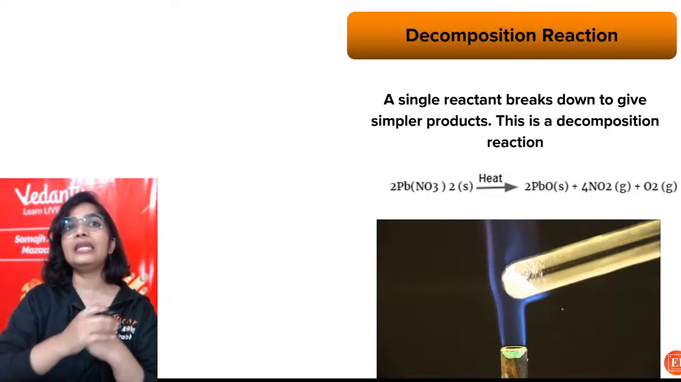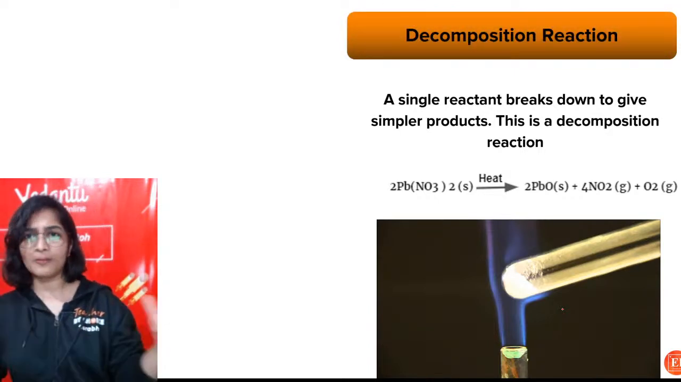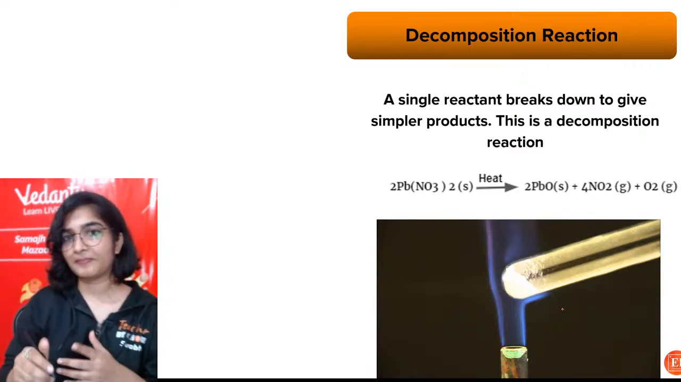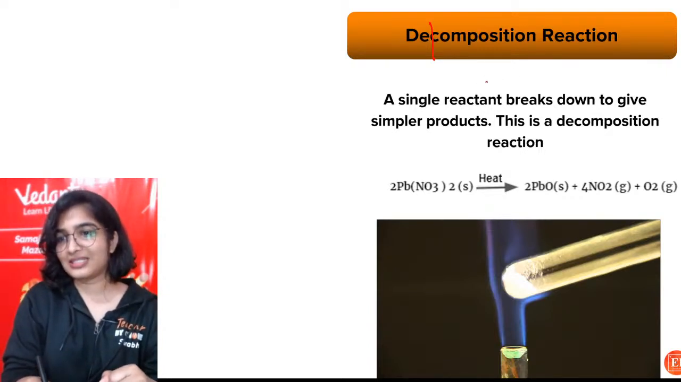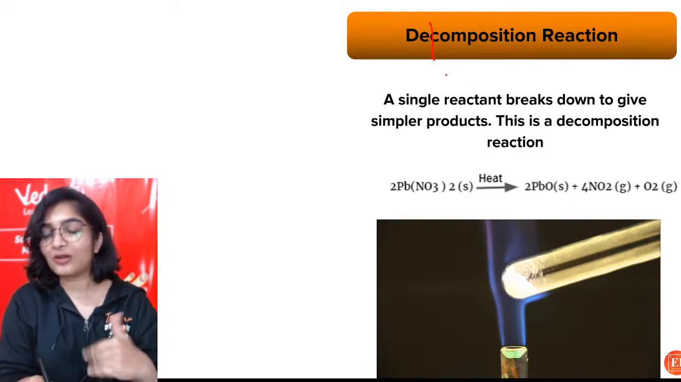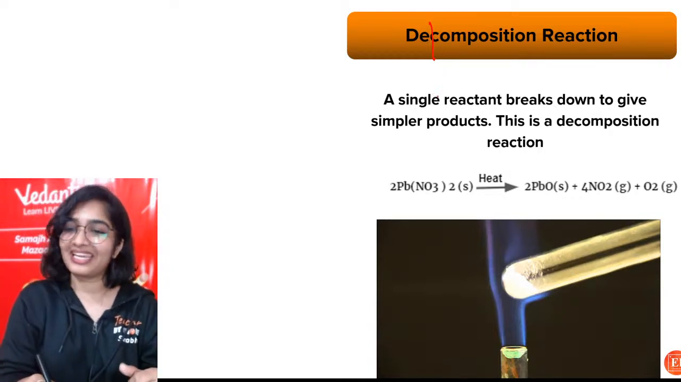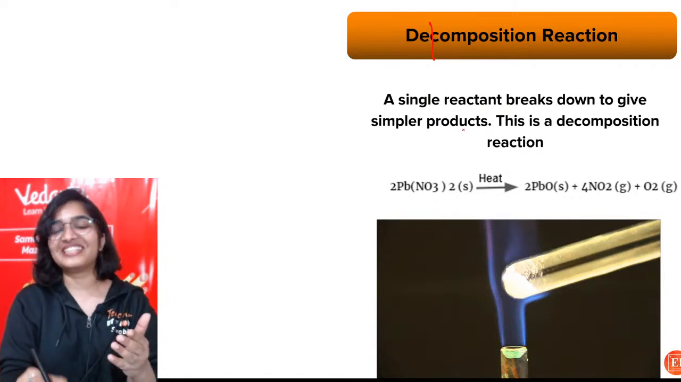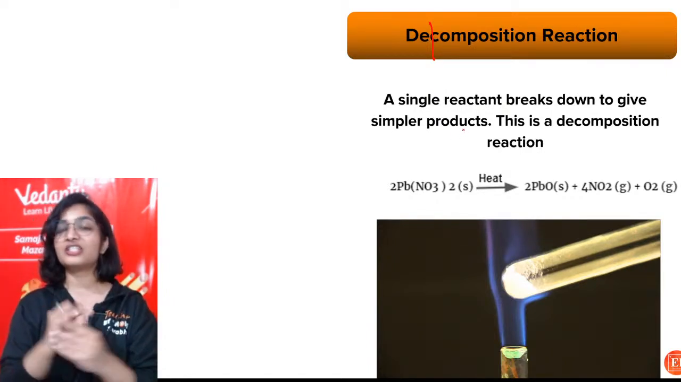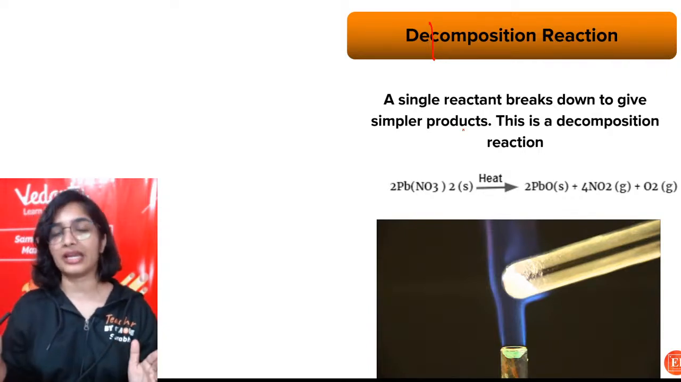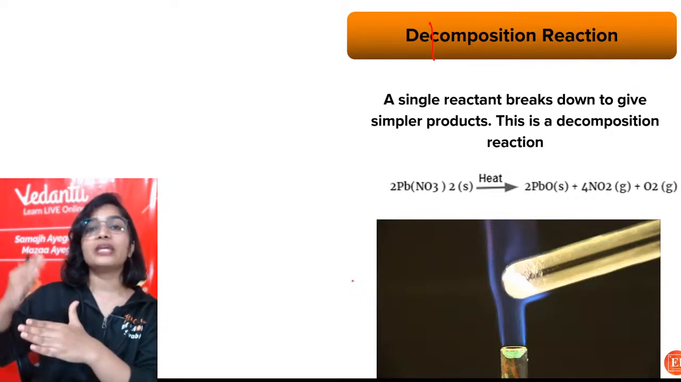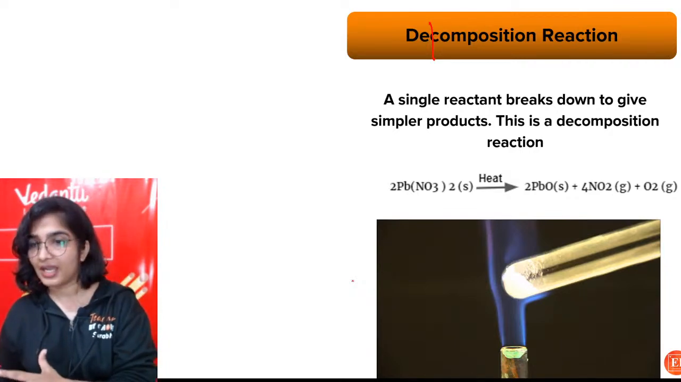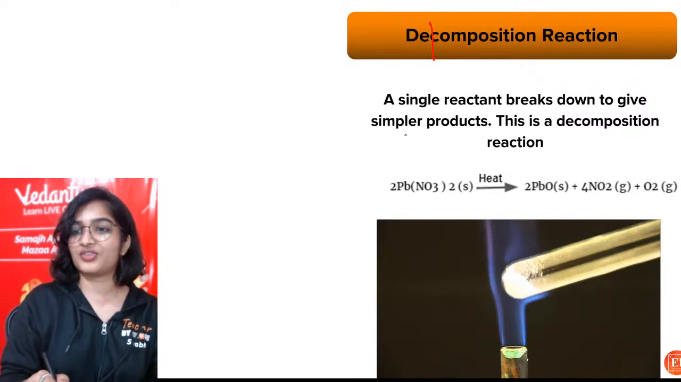So what is a decomposition reaction? Decomposition. Composition, forming. Decomposition. Let's play with the word. Opposite to that. Breaking, breakdown. The definition is right here. A single reactant in a decomposition reaction is basically the opposite of a combination or synthesis reaction. There, two or more reactants combine to give you a single product. Here, a single reactant breaks down to give us simpler products.